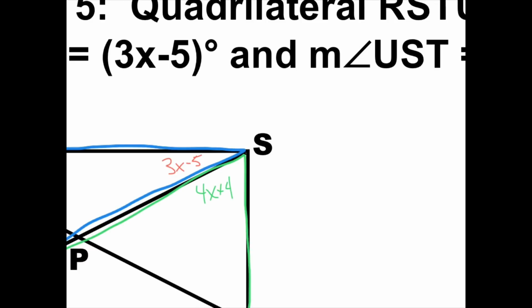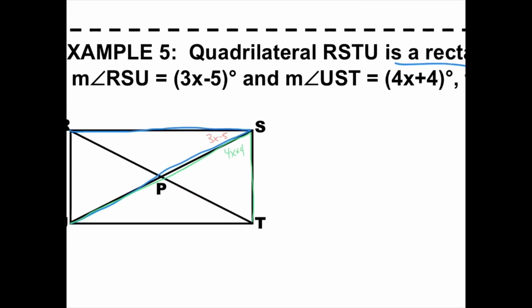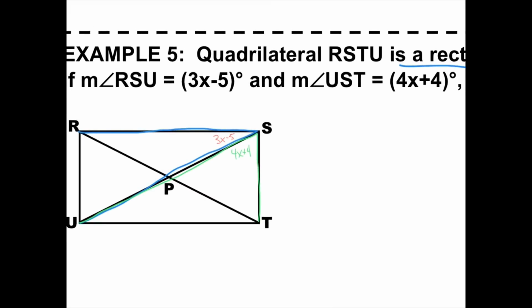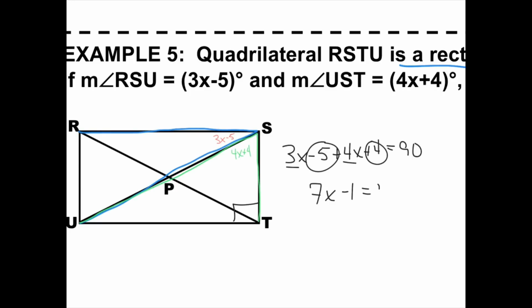Now, we need to solve for x, I think is what it says. Yeah, find the value of x. So you should know already that all angles in a rectangle are to have a sum of 90 degrees. So we can add 3x minus 5 plus 4x plus 4, and we know that should equal 90. We can combine like terms. We get 7x minus 1 equals 90. Add the 1 to the other side. 7x equals 91, and divide by 7 and get x equals 13.